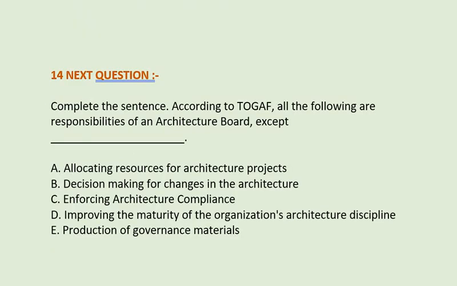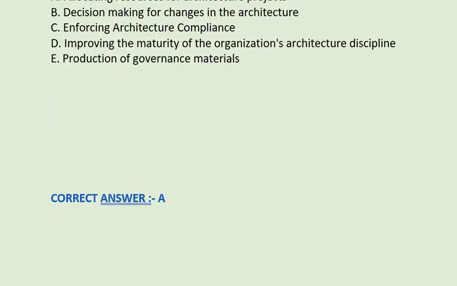Question is complete the sentence. According to TOGAF, all of the following are responsibilities of an architecture board except blank space. Option A allocating resources for architecture projects. Option B decision making for changes in the architecture. Option C enforcing architecture compliance. Option D improving the maturity of the organization's architecture discipline. Option E production of governance materials. Correct answer is option A.